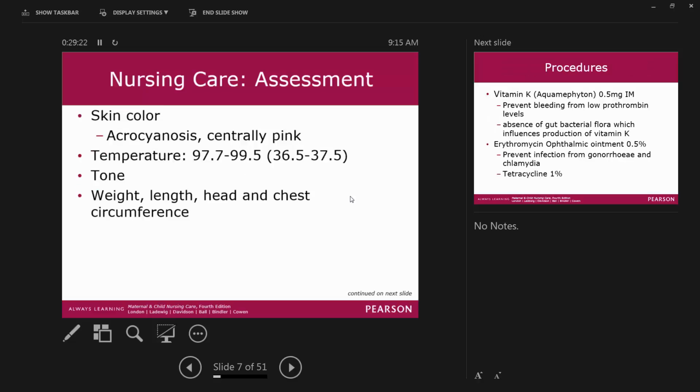Okay, skin color, we're always looking at our skin color. Acrocyanosis can be normal, but we want our baby to always be centrally pink. Where is centrally pink? Head and thorax. Mucous membranes, right here. Lips, mucous membranes.